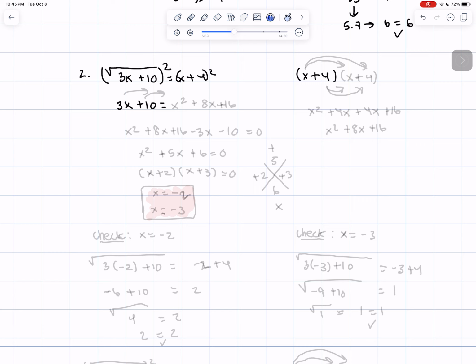So the next two problems I'm going to go a little bit faster through because it's the same process. You're welcome to just follow along. So x squared plus 4x plus 4x, and then that will become plus 16. Let's check my work. Yes. Put that back over here. Now we can move everything to one side.